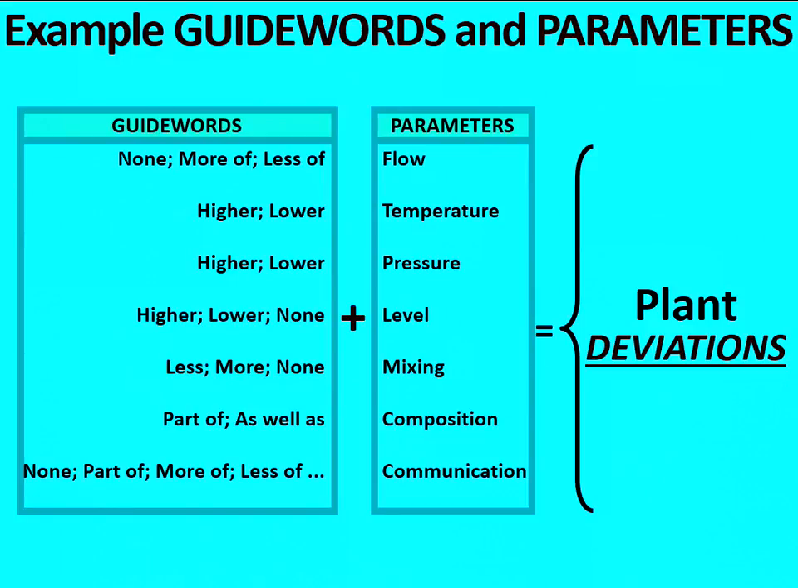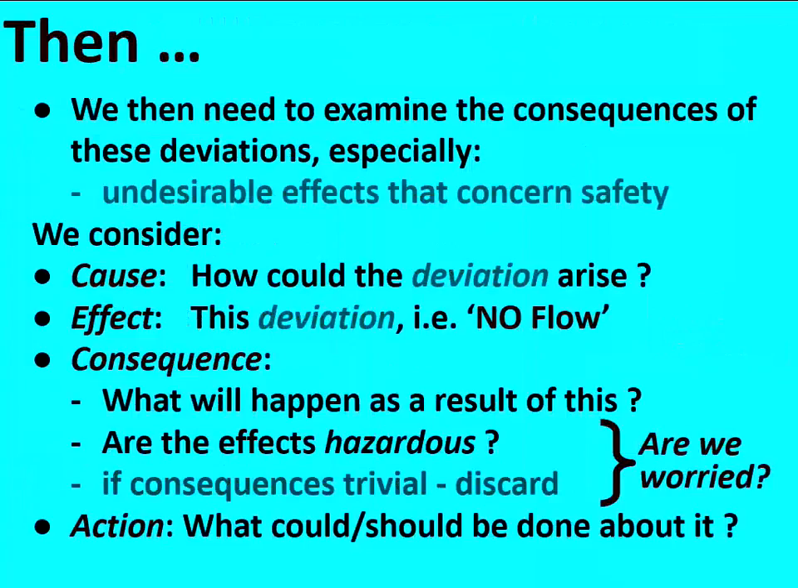So once we've got these deviations, we then look at them, and we need to examine the consequences of what they're going to do. And this is where the undesirable effects come in, I suppose. So we need to consider the cause. How could we have got a deviation there? We need to realise, can it happen? And we think of a plausible cause for that deviation, because sometimes you can't. If you can't think of a plausible cause for it, then it's not going to happen. So you need to think of a cause.